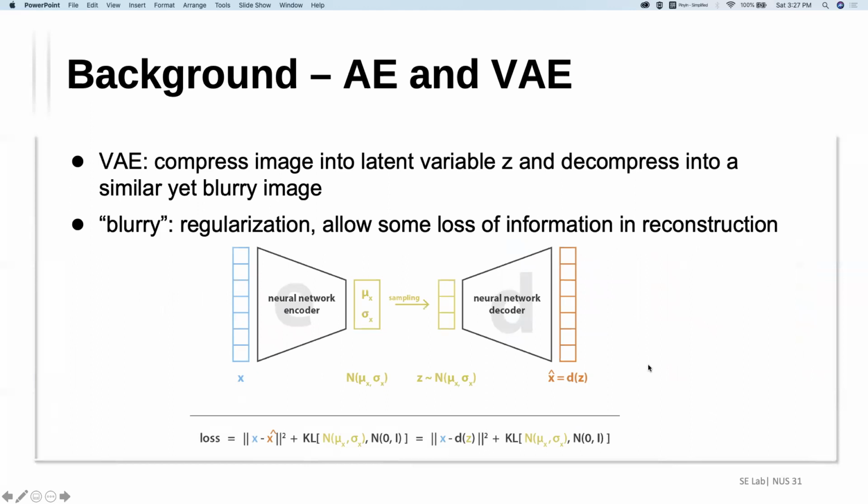So a variational autoencoder tries to compress and decompress into a similar yet blurry image, because blurriness ensures some kind of regularization and allows some loss of information in reconstruction, so that my model can generalize well on testing data.